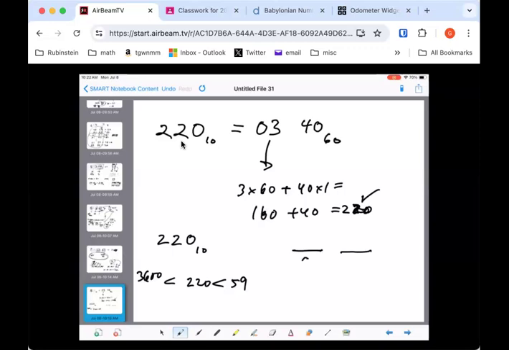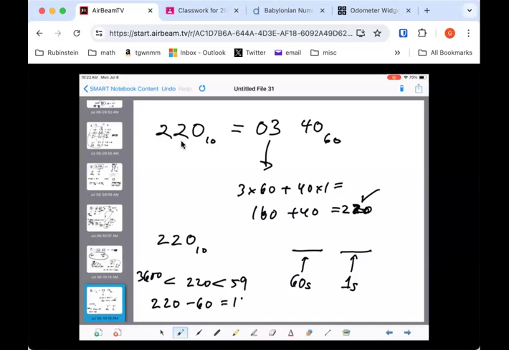So we're going to have some number in the 60s place and some number in the ones place. Now, what I like to do, there's different ways to do this. You could, if the number is small enough, just subtract away 60 over and over.